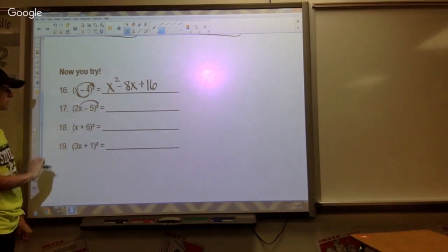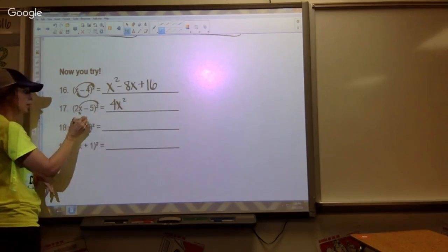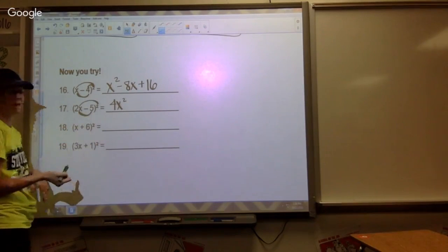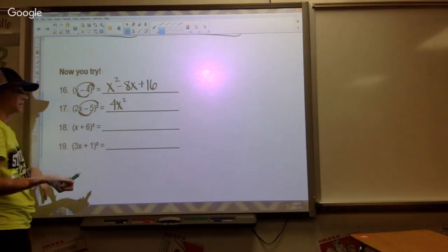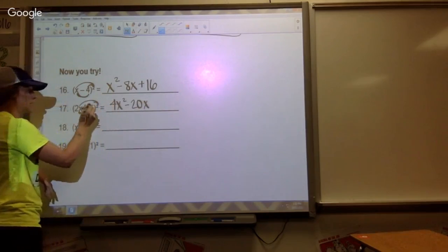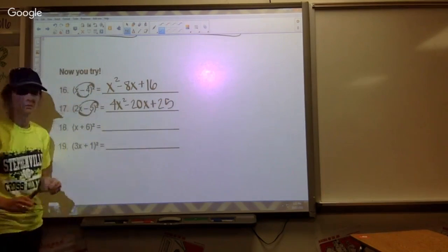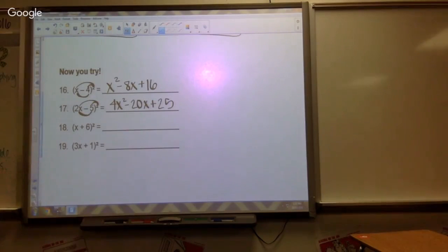Okay, so I'm going to square 2x, so that's 4x squared. I'm going to multiply these together, which is a negative 10x, but I have to times it by 2, so that's a negative 20x. And then I'm going to square negative 5, which is a positive 25. And then you can try these last 2.